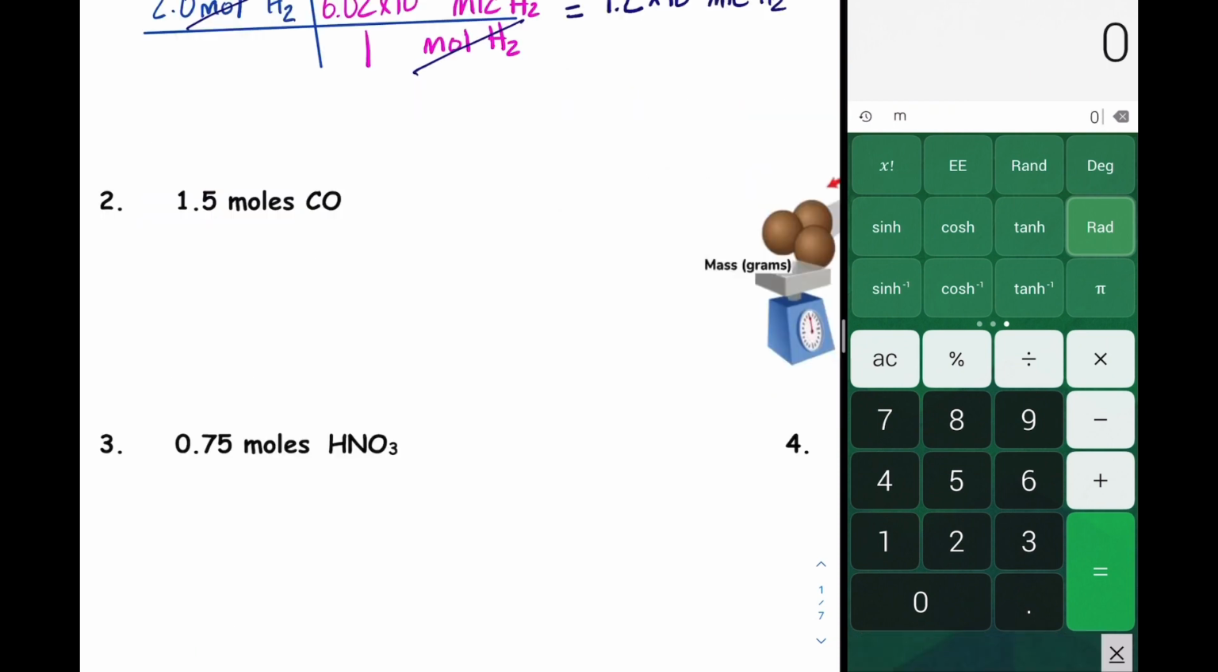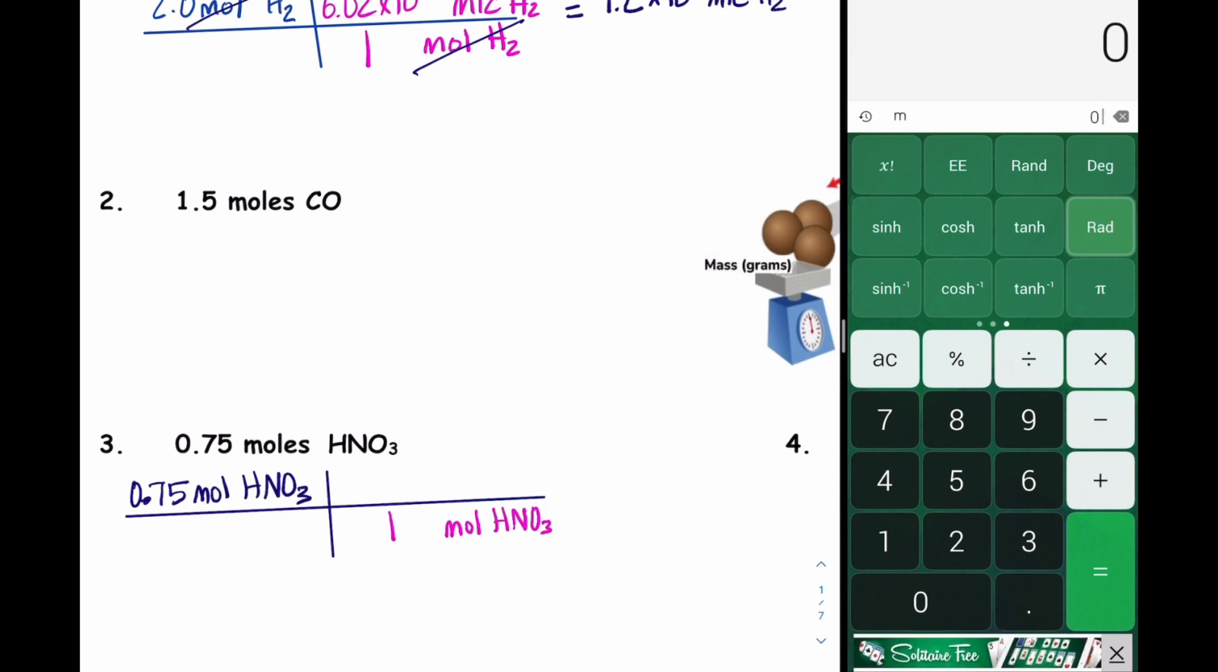Let's try problem number 3 as our second example. It will be set up the same way because we're still converting from moles of nitric acid in this case to molecules of nitric acid. So 0.75 moles is the given value. Now we're going to set up our dimensional analysis table. Remember, moles need to cancel, so we will put moles of nitric acid in the denominator, and we're converting to molecules, so that label needs to go in the numerator.